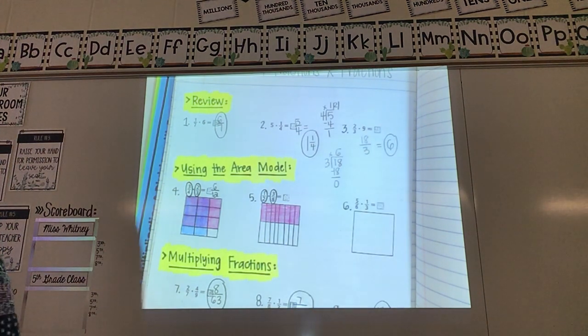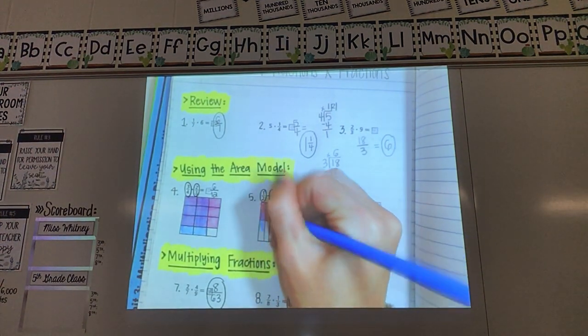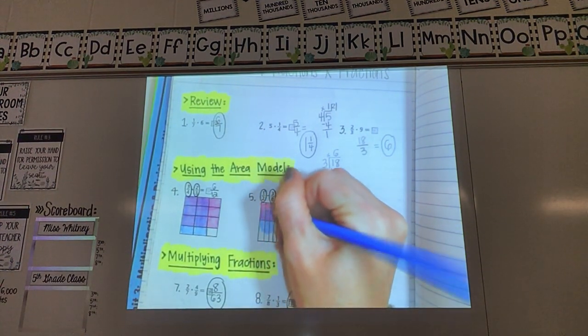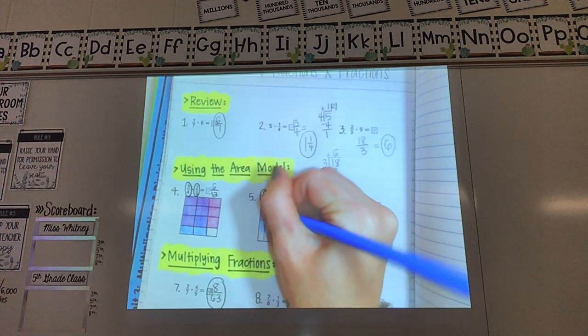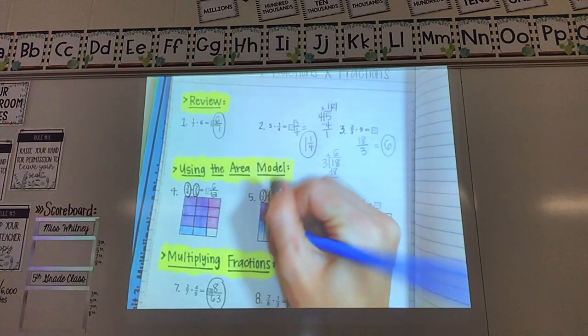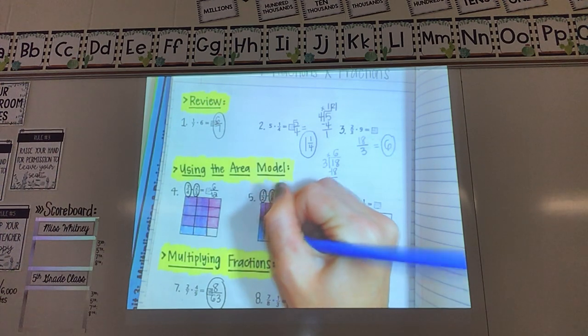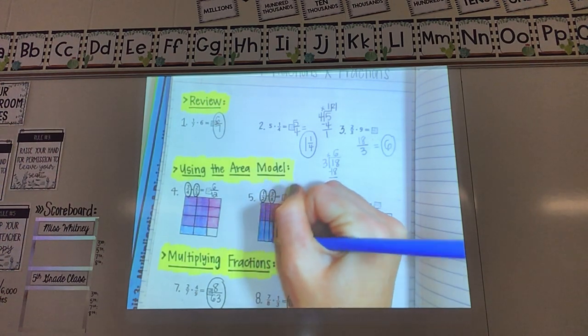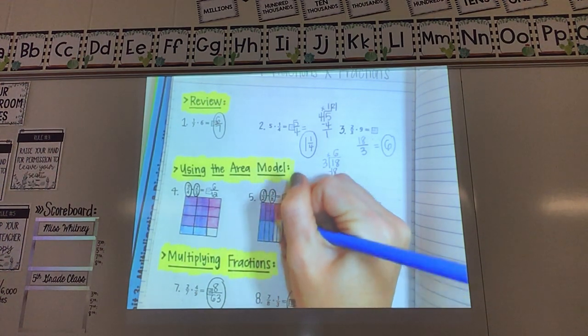And how many of those long strips do I need to shade to show 3/8? 3 of them. So go through and shade 3 of those long strips. Any 3, I just chose the first 3 because that makes it easier. All right, there, those are shaded.